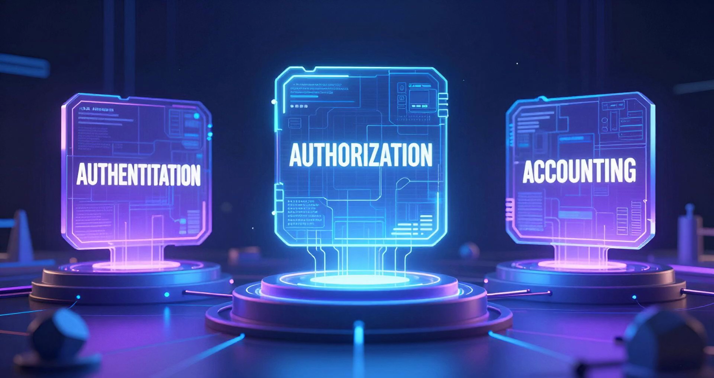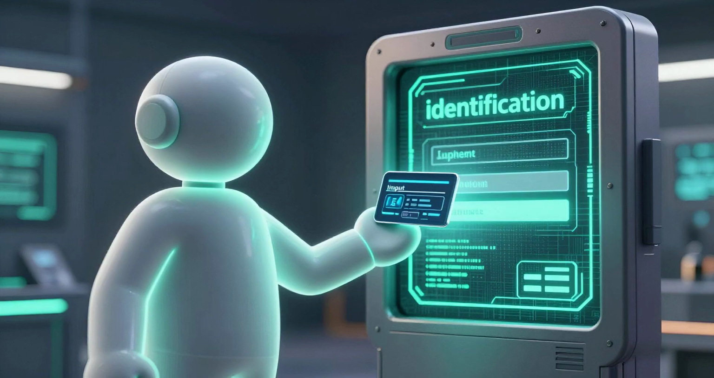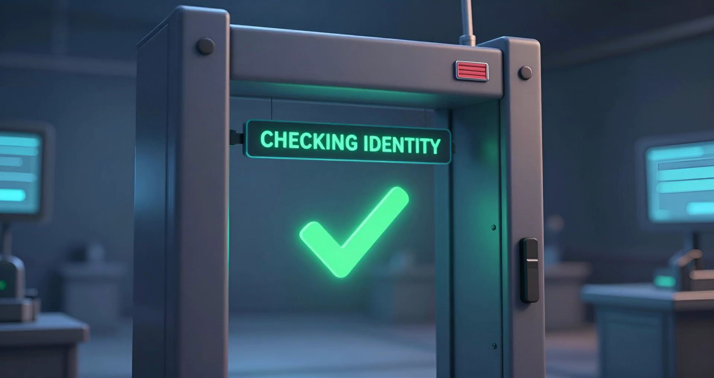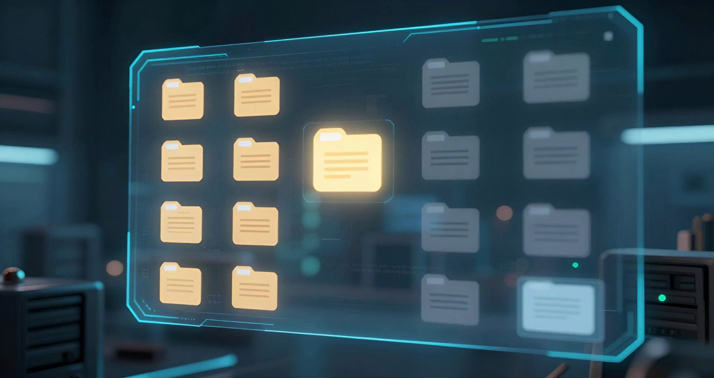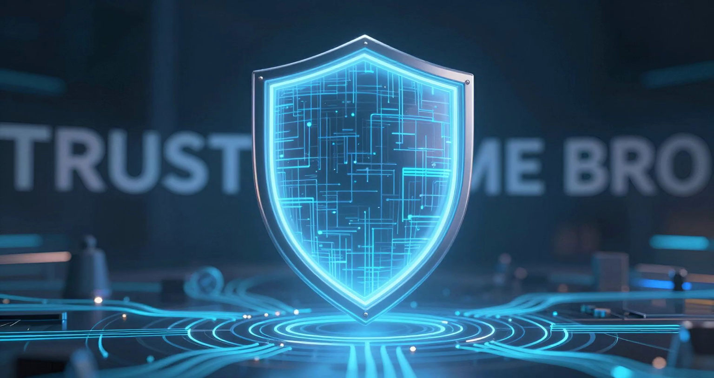The AAA framework stands for Authentication, Authorization, and Accounting, and it's a way to understand security issues surrounding the accessibility of individuals within an organization when they try to access network resources. In simple terms, a user provides identification, like a username and password, then the system checks who they are, authentication, decides what they're allowed to access, authorization, and records what happened, accounting, so access is controlled and actions can be tracked instead of turning into trust me bro security.